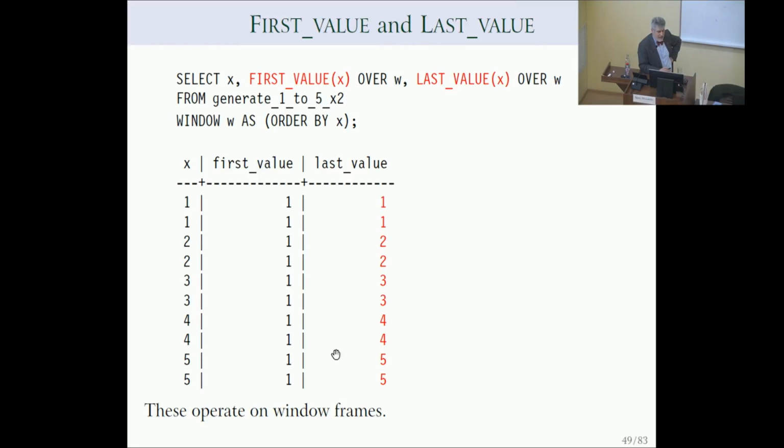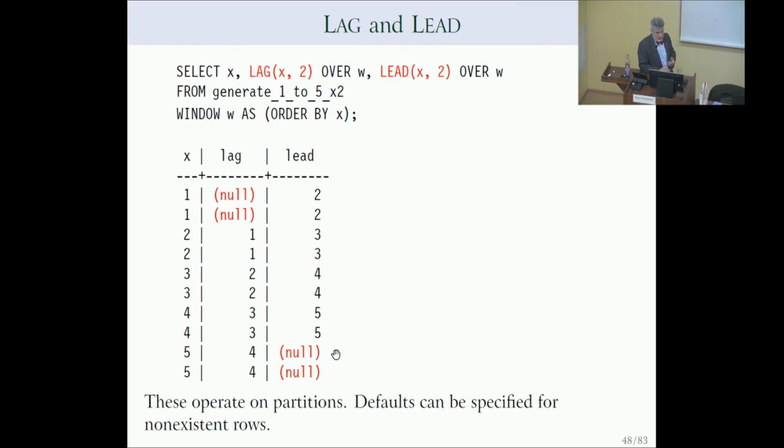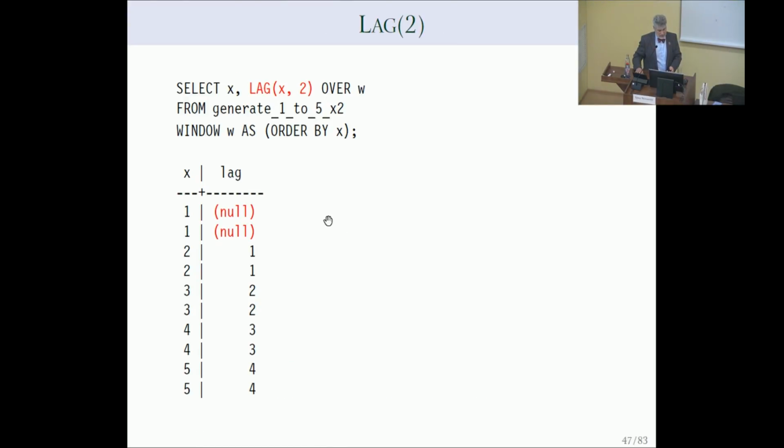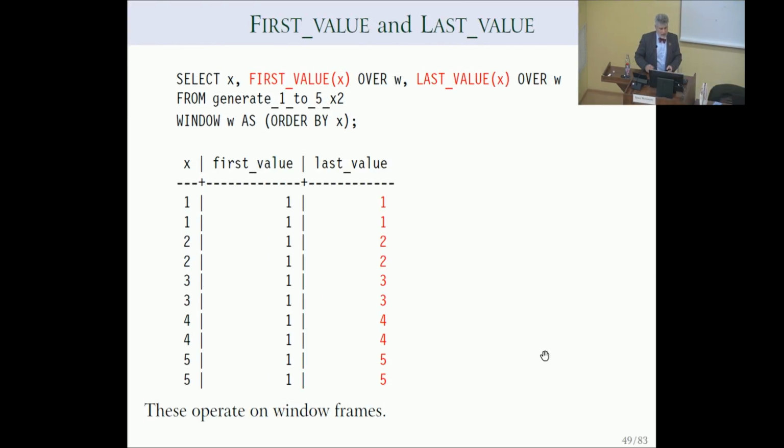Another 2 functions, first value and last value. Notice, for example, lag and lead work on partitions, right? Just like row number works on partitions, lag and lead work on partitions. First and last value work on frames, window frames. Ooh, what does that mean? Well, look at the first value. That one's pretty easy. It's like, okay, the first value is 1. That's pretty clear. But what about this? Why is it doing that? Why is it giving me not the last value in the partition?